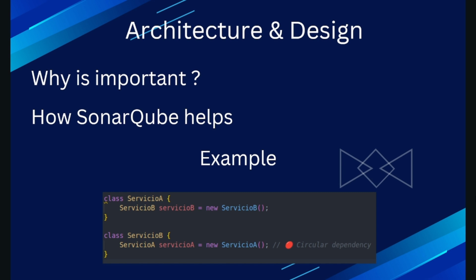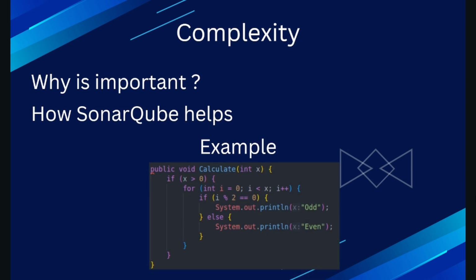Here's an example. This shows a circular dependency, complicating project scalability and maintainability. So the last one is complexity. Definition: the cyclomatic complexity measures how complicated a method is based on control flow structures, for example, if, for, or while, etc. Is this important? Because complex code is difficult to understand and maintain, and prone to more errors and unexpected failures.